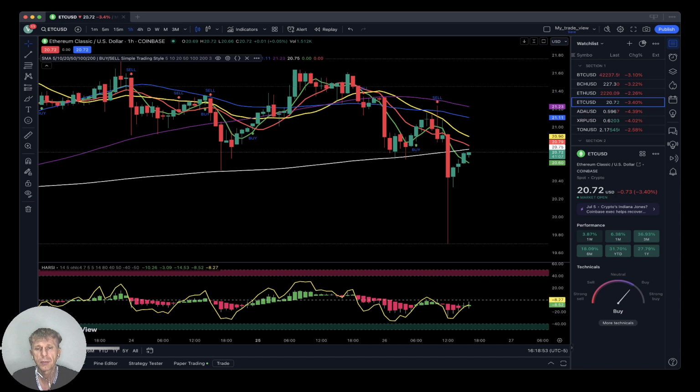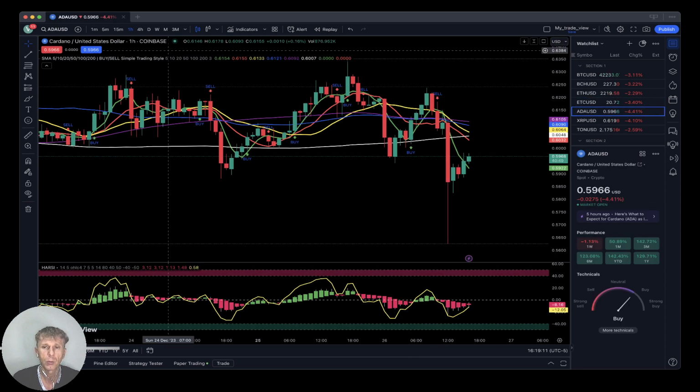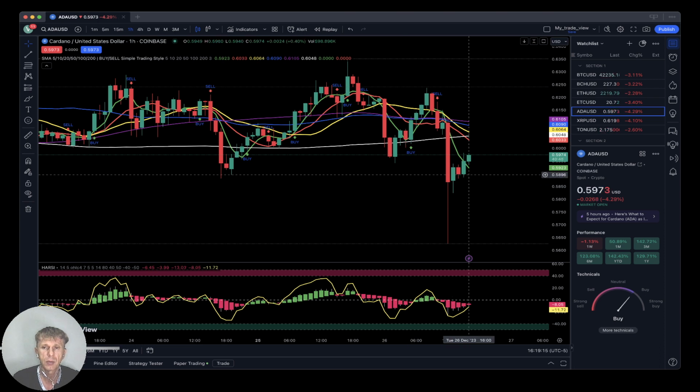1 hour time frame, SMA 5, 10 and bars below 200. It is a bearish trend, bearish setup, bearish direction. ADA Cardano minus 4.5%. 1 hour time frame, bearish crossover, bearish trend, SMA 20 ready for bearish crossover, bearish trend.